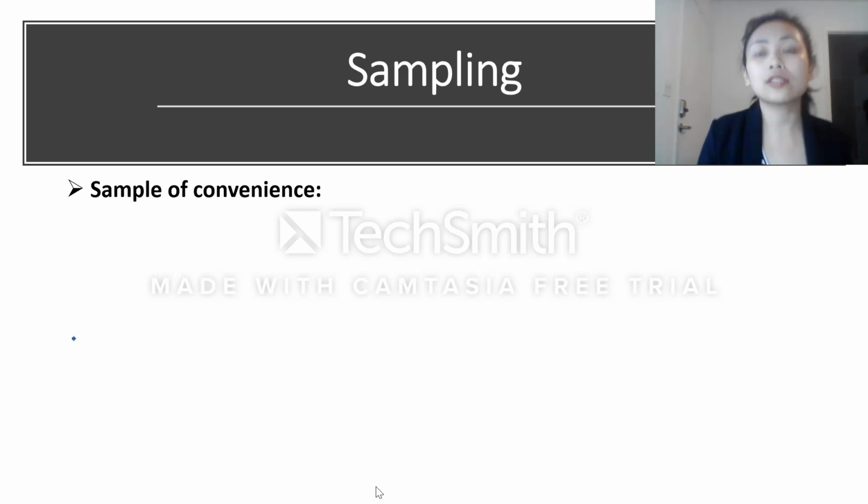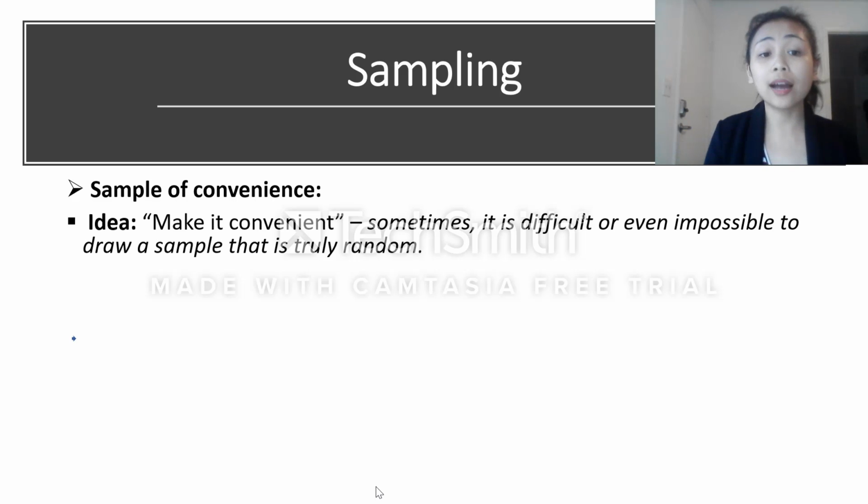So that is about simple random sample. Now we go to the second type of sample, which is sample of convenience. The idea of sample of convenience is very simple: just make it convenient. Write the name of the sample, sample of convenience. So make it convenient.